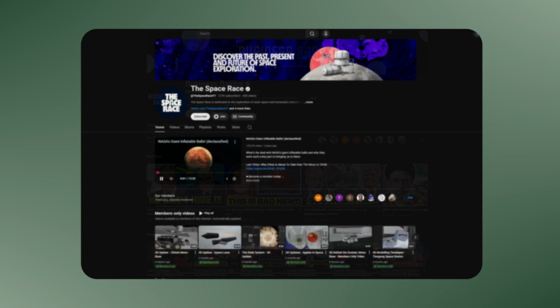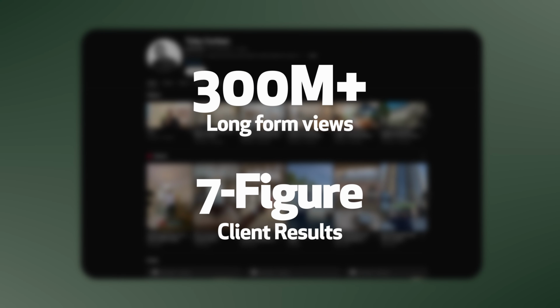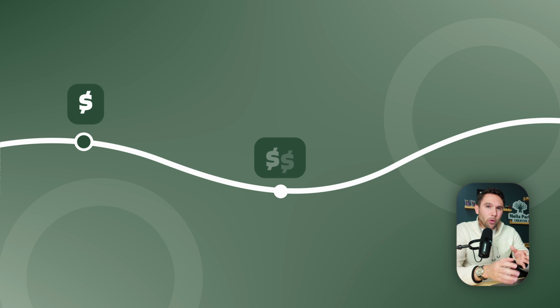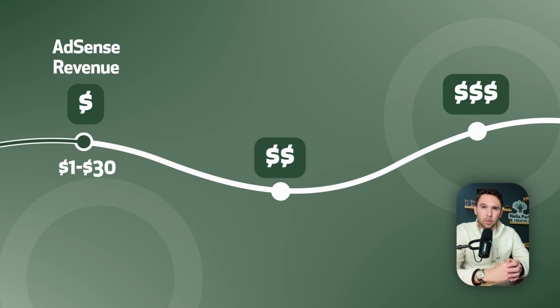They're all things I've helped my clients with to generate over 300 million long form views and millions of dollars in revenue. The first thing is something every creator should do immediately, as it's the simplest to optimize and the fastest way to increase your revenue. AdSense is your cut of the revenue from the ads that play at the beginning, middle, and end of your video, and it can earn you anywhere from $1 to $30 per thousand views.